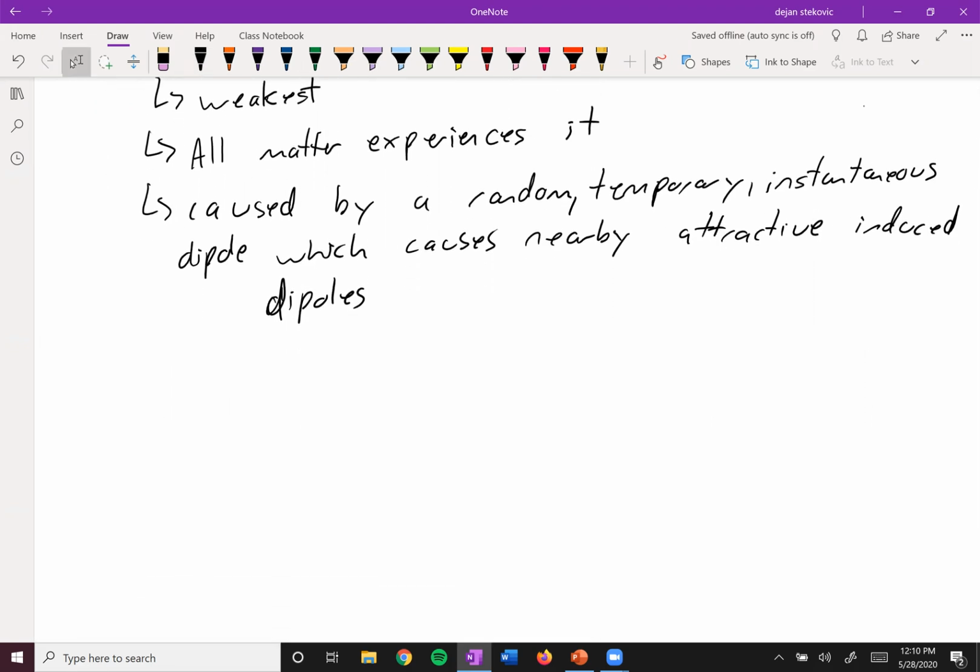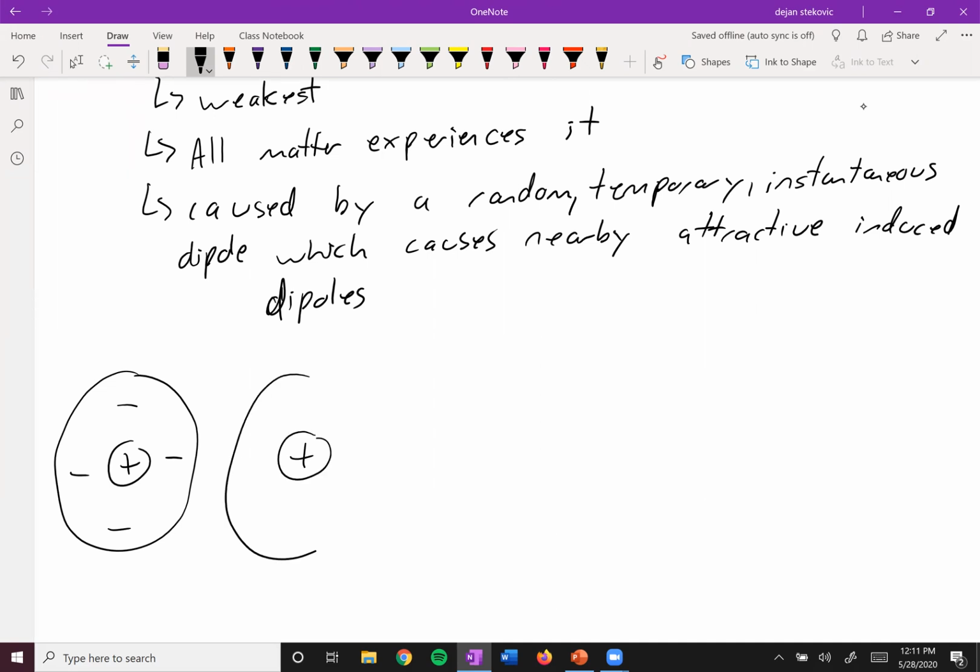So let's take a look at two atoms next to each other. So we've got our positively charged nucleus, and then around it we've got kind of this cloud of electrons, and then we've got another one right next to it. And we'll say both of these atoms are neutral. So what happens is these electrons are constantly flying around the atom. And so since they're constantly flying around the atom, they're not always in the same position. And so at any one moment, the electrons could randomly move to one side of the molecule.